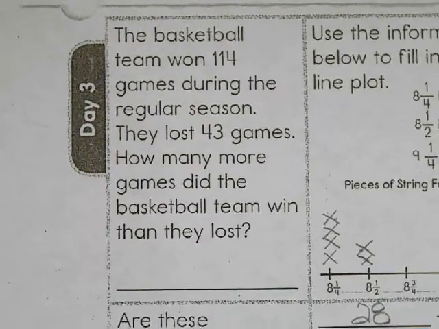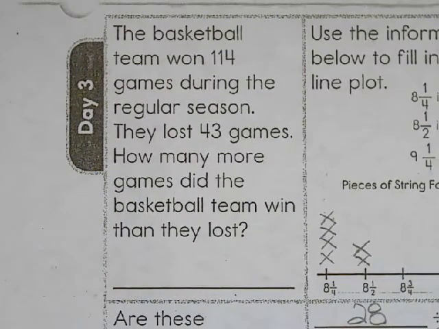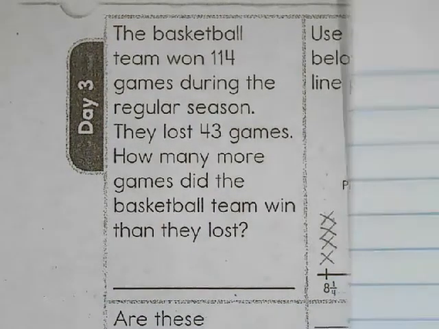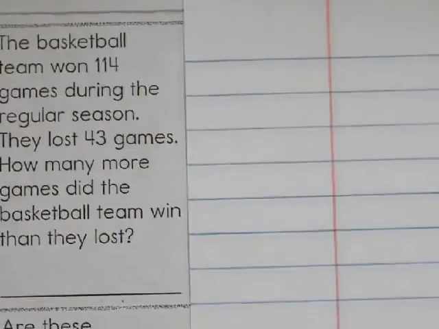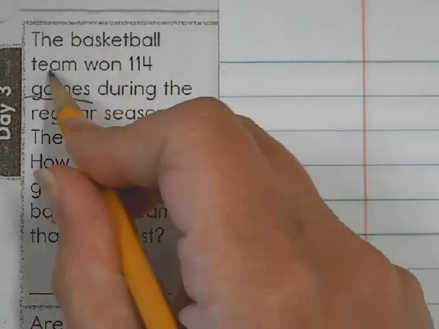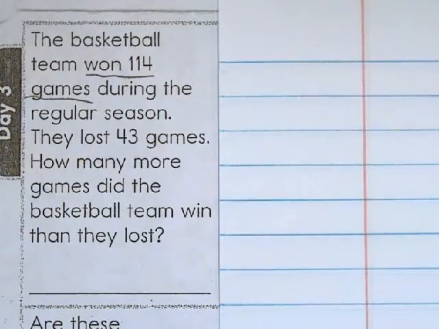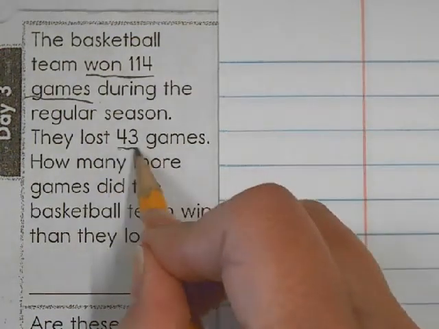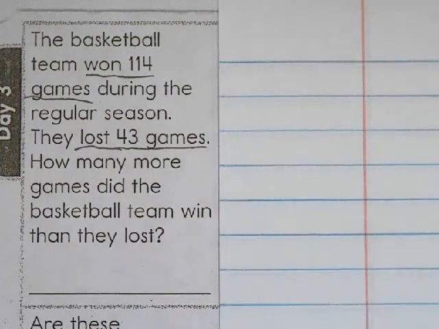Okay, let's move to our word problem. I'm just going to use a piece of paper on the side here to solve this word problem. The problem says the basketball team won 114 games during the regular season. So this is important information. This is how many games they won, 114 games. They lost 43 games. This is how many they lost. The question is asking us, how many more games did the basketball team win than lose?